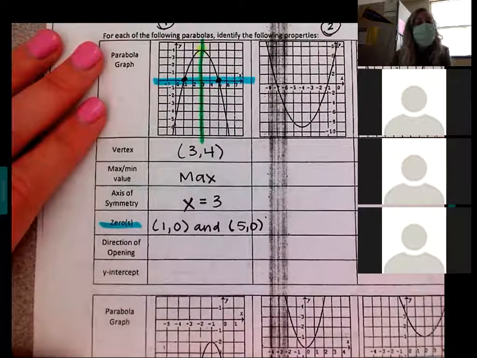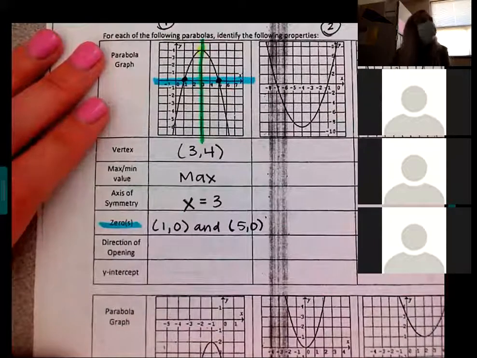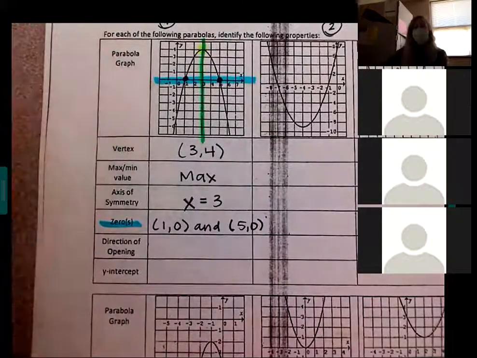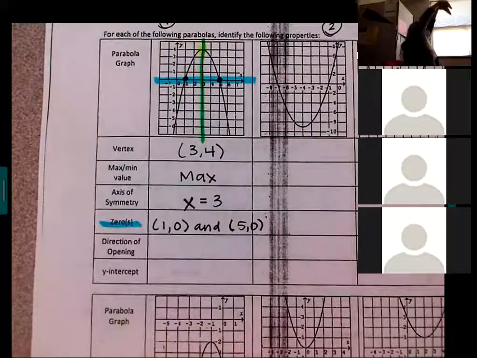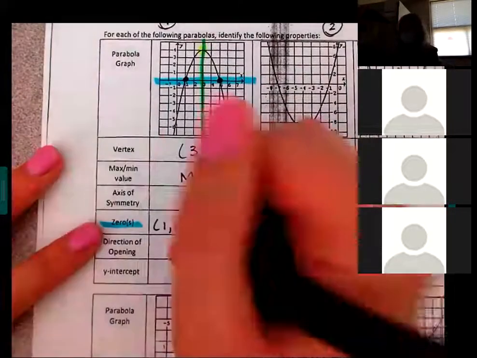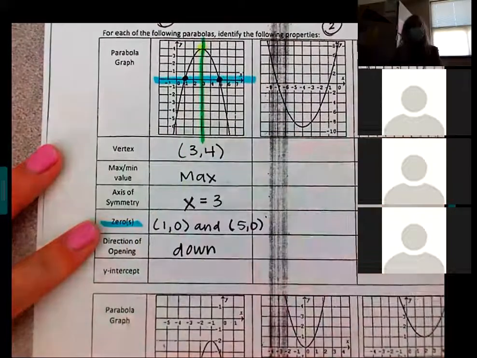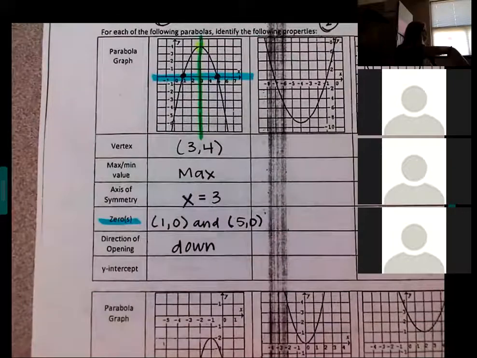This bottom one we didn't talk about yet. It's very easy. Direction of opening. So listen, if you make a U shape with your arms or your hands or whatever, this one is starting at the top, right? Everybody look at me. I look like a little bird. Starting at the top and it's going down. Do y'all agree? So which way is it opening? Down. That's it. So direction of opening, down. If the point is at the top, that means it is opening down.